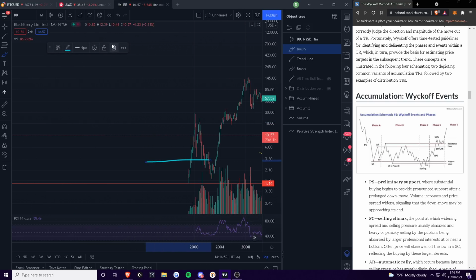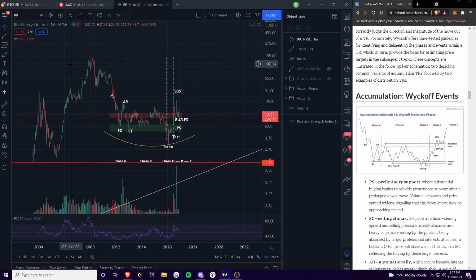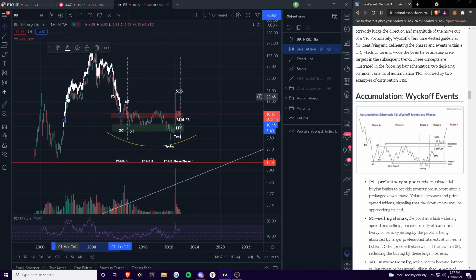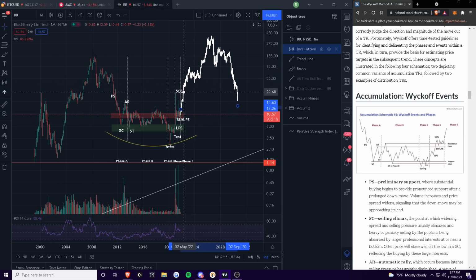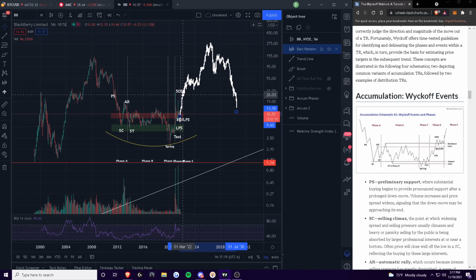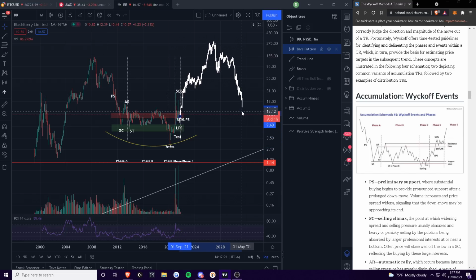You could see a similar thing occur where you have your markup phase occur, maybe here. And then you create this sort of multi-year distribution again. And so what would the price target be on this sort of thing?